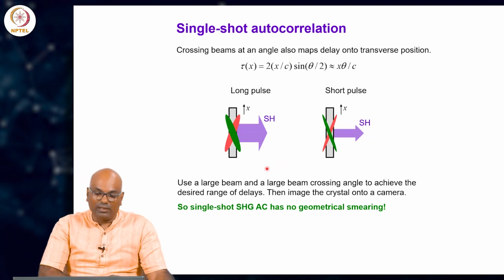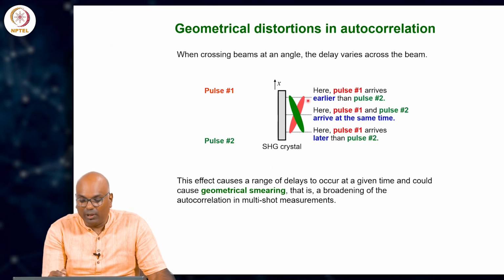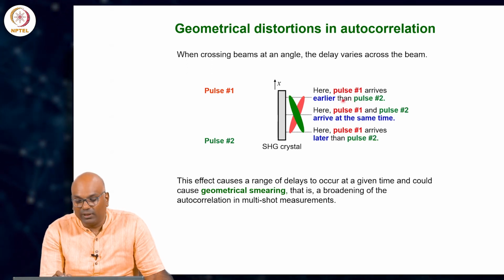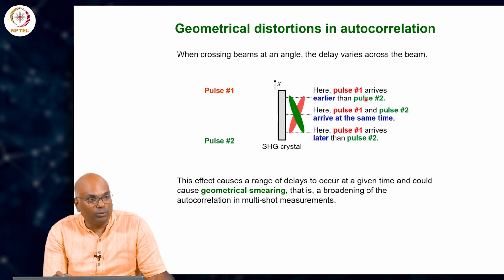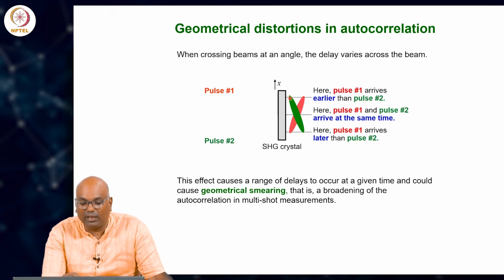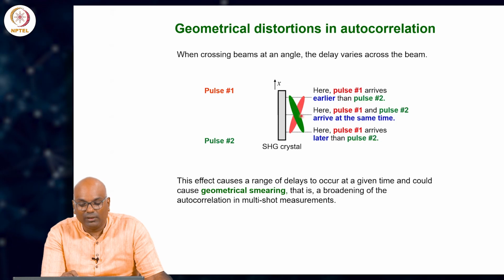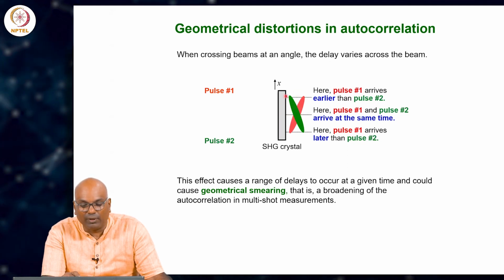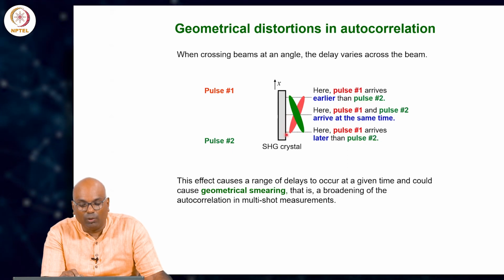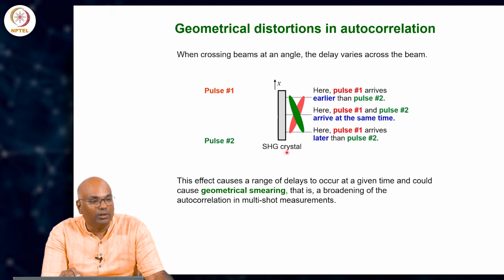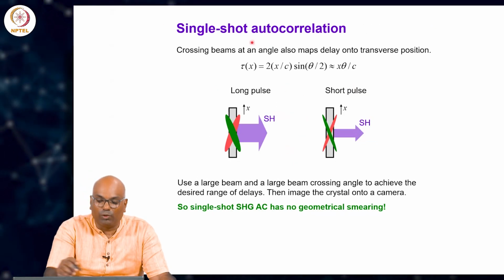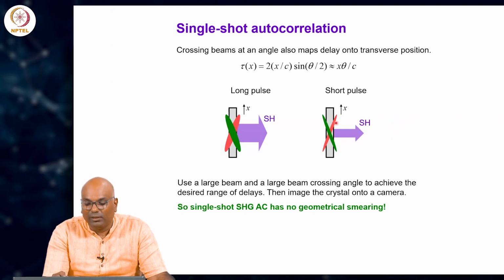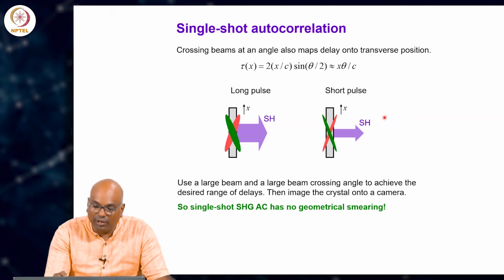Now, a single shot autocorrelator does exactly that. What it does is it exploits the fact that here pulse 1's leading edge, that is, it arrives earlier, meets with the trailing edge of pulse 2, or is it the other way around? Work it out. But pulse 1 arrives earlier here than pulse 2. So here the zero of delay is at the center. There is, say, minus tau going away from the center to the top, and plus tau going away from the top to the bottom of this crystal. So now the whole idea of doing a single shot autocorrelation is, instead of a single detector, here place a pixelated detector, a camera, and capture the second harmonic generation on a camera.